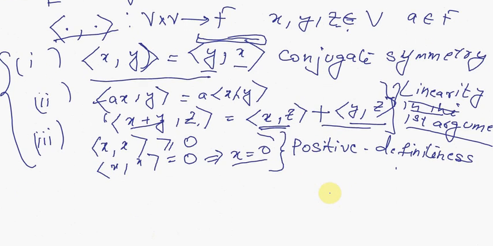So these three things have to be satisfied by this map. Then it is called an inner product. And if we take the inner product of a vector with itself, it has to give me a real number, because the notion of positive and negative is only defined for real numbers, not complex numbers. There is no such thing as a negative or positive complex number.